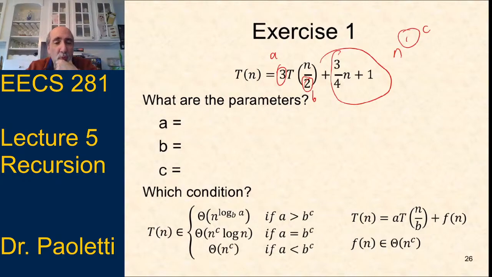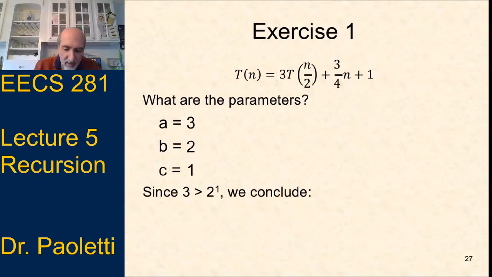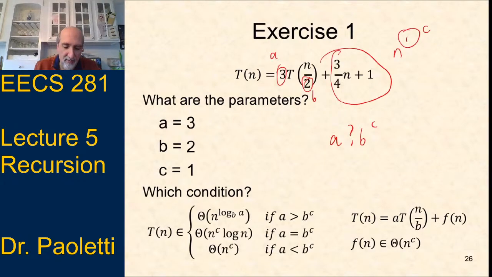Well, then what we've got to do is, which condition are we in? How is a related to b to the c power? So we've got 3, how is that related to 2 to the first power? It's greater than. So if it's greater than, then it must have been, from the previous slide, that first case, big theta of n to the log base b of a.